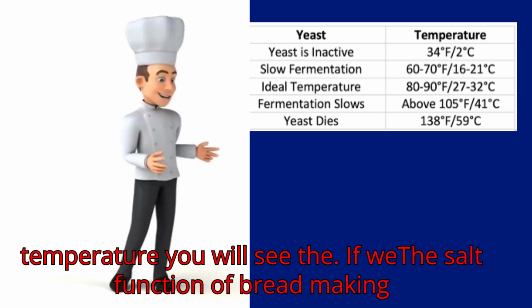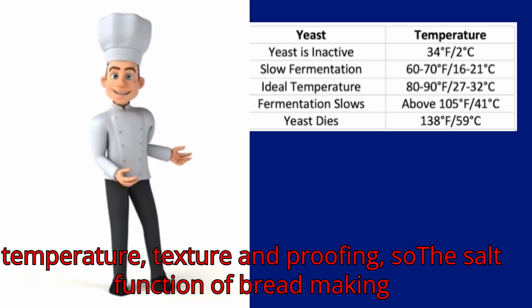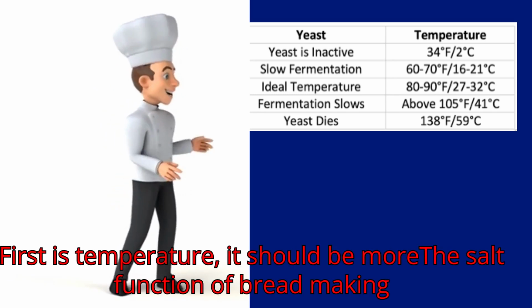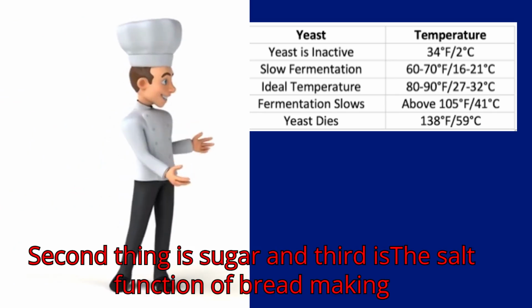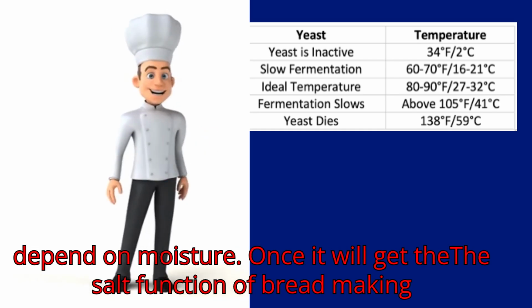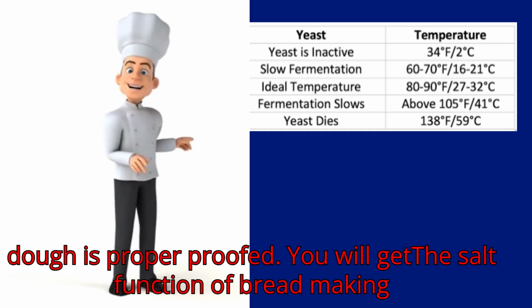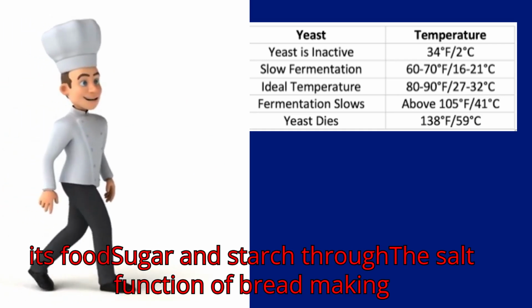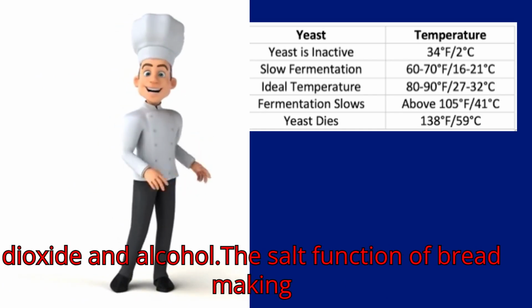If we want to get our desired texture and proofing, it depends on 3 different things. First is temperature. It should be more than 31.2 degrees Celsius. Second thing is sugar. And third depends on moisture. Once it gets the moisture, you will see your dough is properly proofed. It converts its food, sugar and starch, through fermentation into carbon dioxide and alcohol.